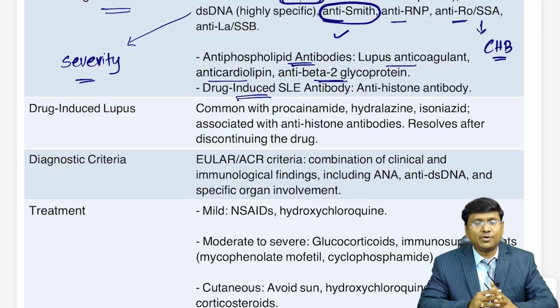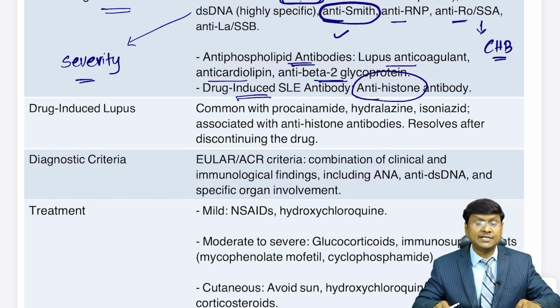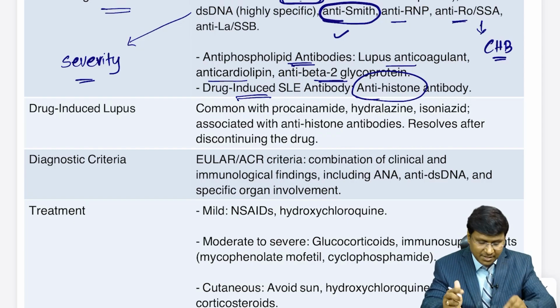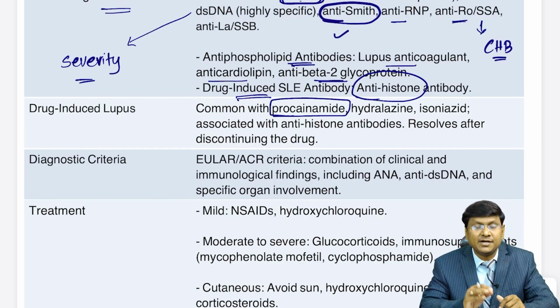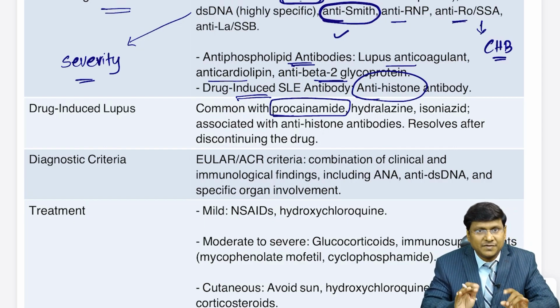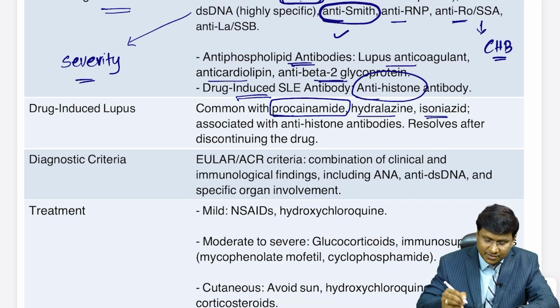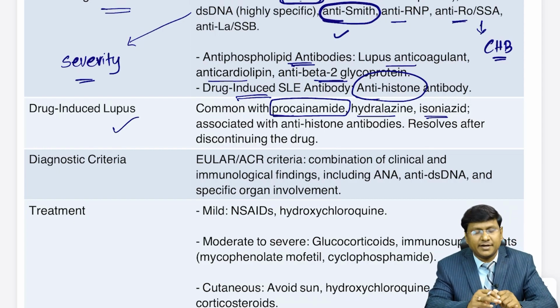Now, the next important antibody is in drug-induced lupus. In drug-induced lupus, the antibody will be anti-histone antibody, right? That is what is observed in case of drug-induced lupus. And please remember, what is the most common drug that is responsible for drug-induced lupus? It is procainamide, which is a class 1 anti-arrhythmic drug, right? And apart from procainamide, the other drugs are hydralazine, which is an arteriolar vasodilator, then isoniazid, which is an anti-tubercular drug. These are the drugs which will be responsible for drug-induced lupus.